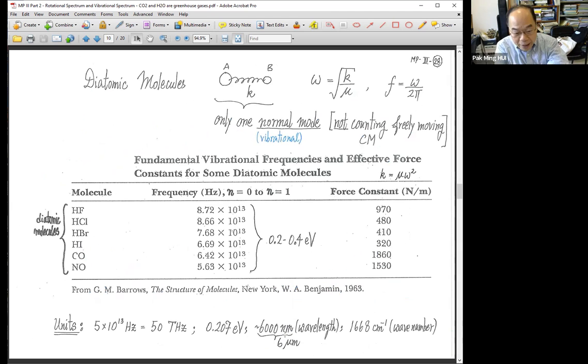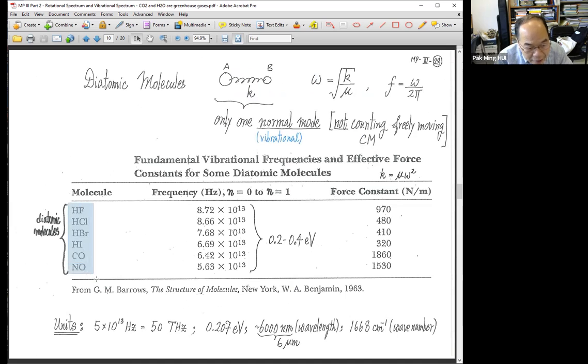So let me give you some data so that you have a better idea of the energy scale or the frequency scale involved. So, diatomic molecule, the electrons form the bond. We model it as a spring constant. So we have this frequency. So how big is this K typically? The table shows you some real numbers.